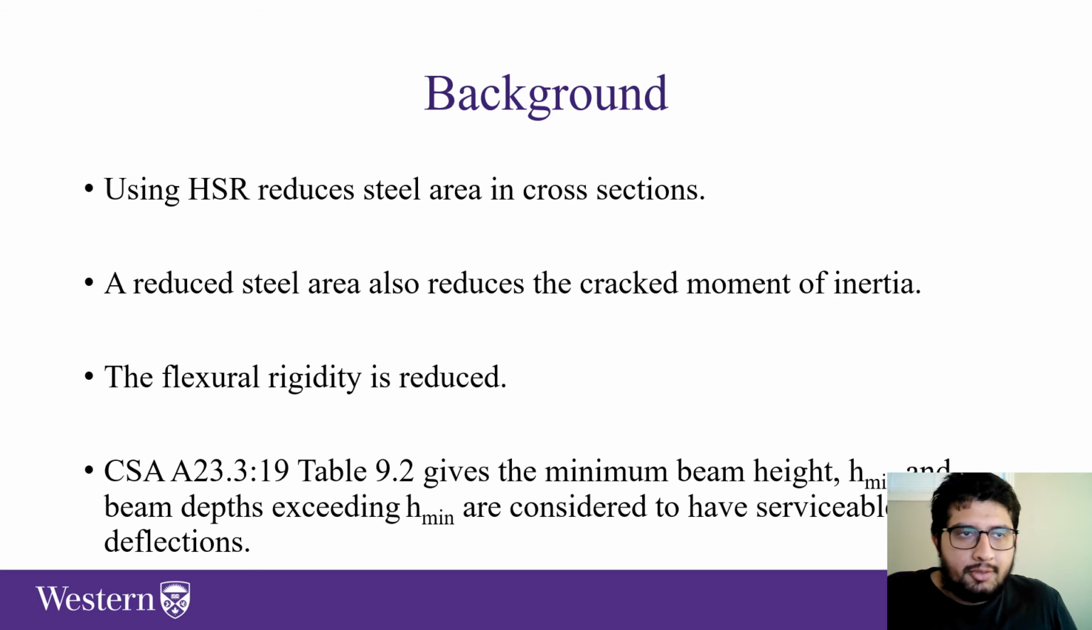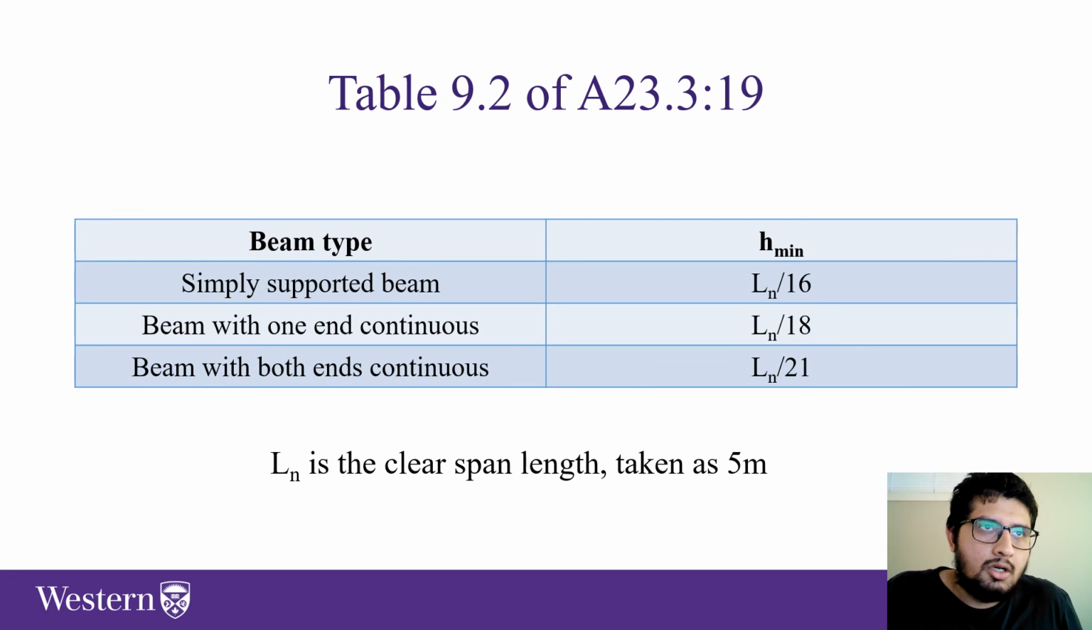Table 9.3.1.1 of ACI 318 gives the minimum beam height, which is labeled h sub min, and beams which exceed this minimum beam height are considered to have serviceable deflections. This is showing the table, and for the different beam types we have the different minimum beam height factors, where L sub n is the clear span length, and in this chapter it's going to be taken as 5 meters.